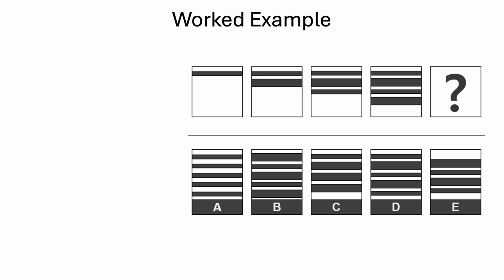In frame 1, we have a box with 1 stripe. In frame 2, we have 2 stripes, so 1 more stripe was added. Comparing frame 2 and frame 3, we can see that yet again 1 more stripe was added. We have 1, 2, 3. And then finally in frame 4, we have 1, 2, 3, 4 stripes. So the change from frame to frame appears to be the addition of 1 stripe.